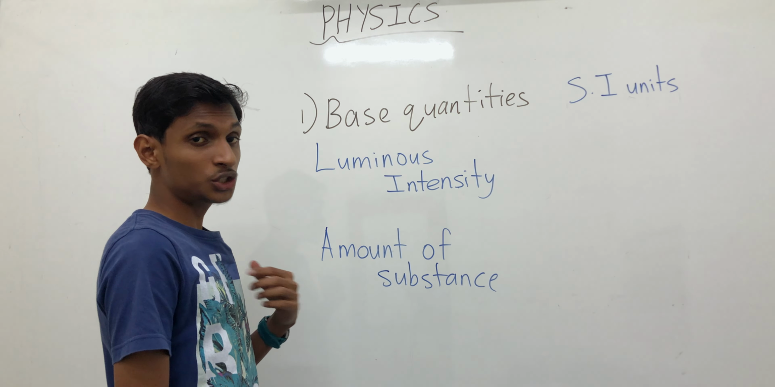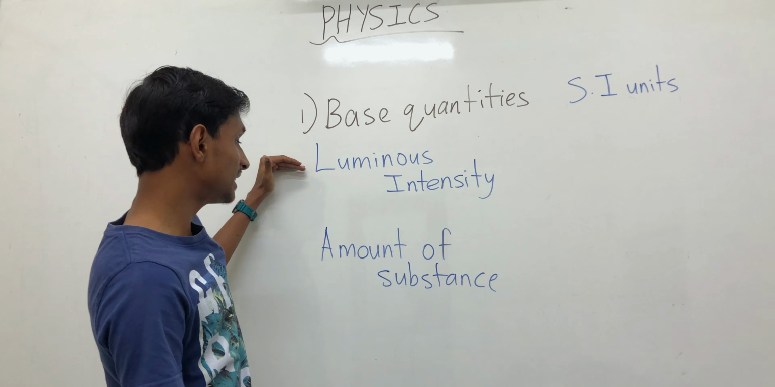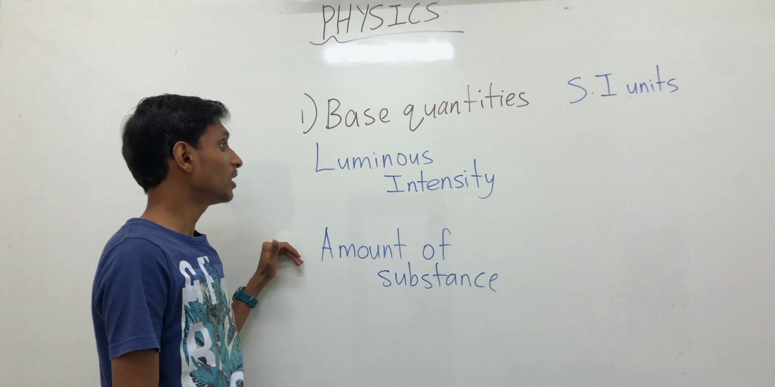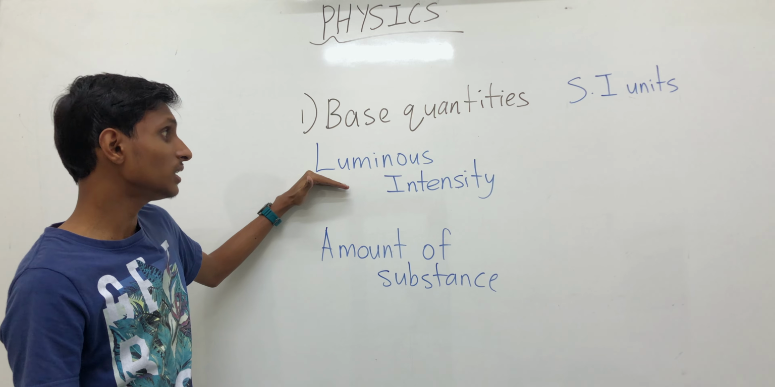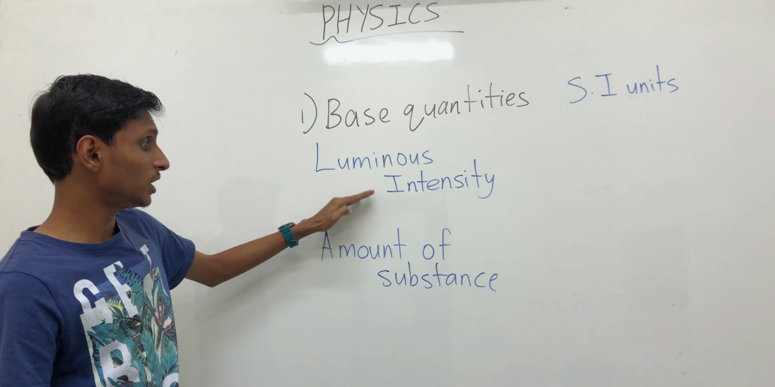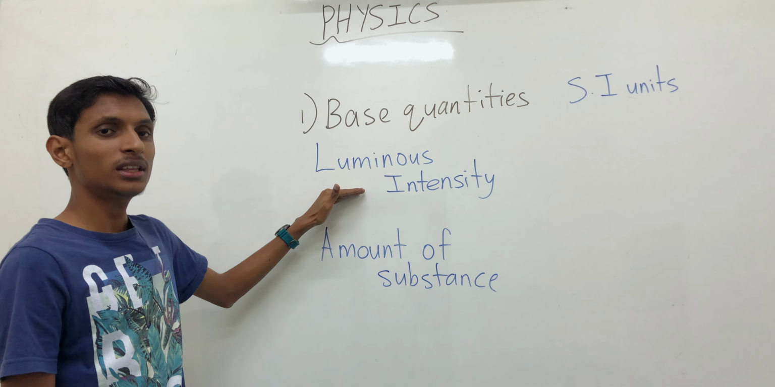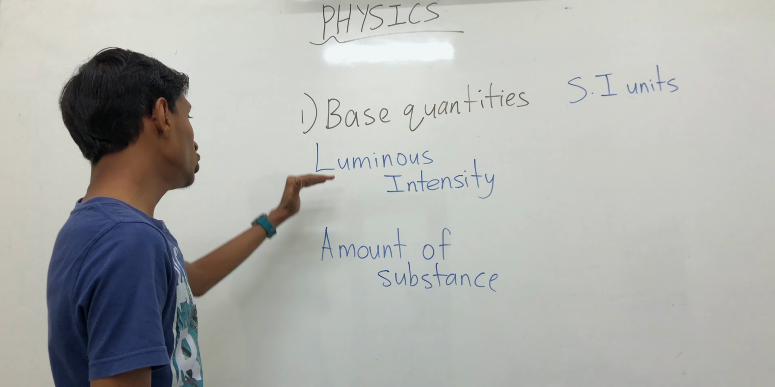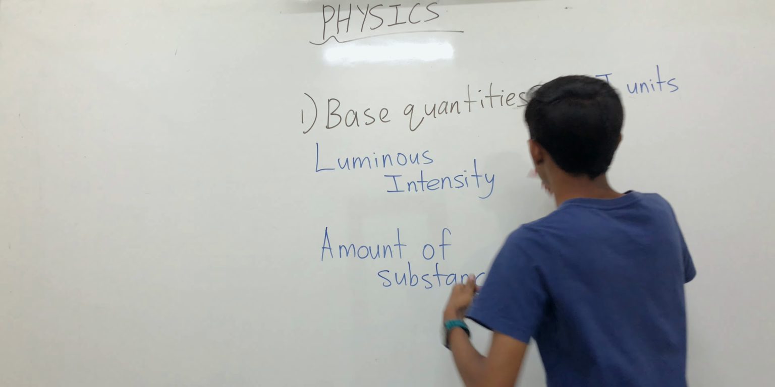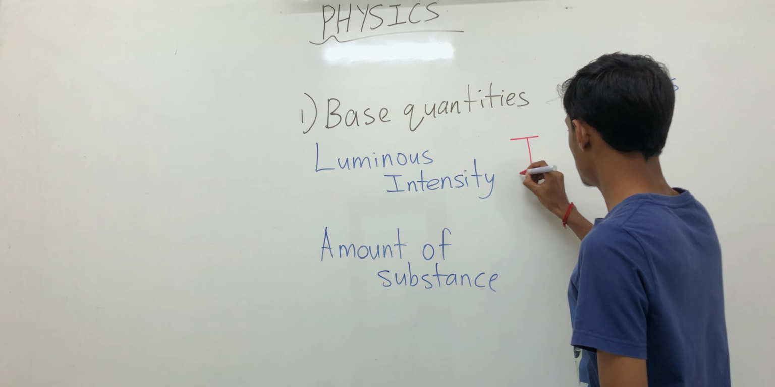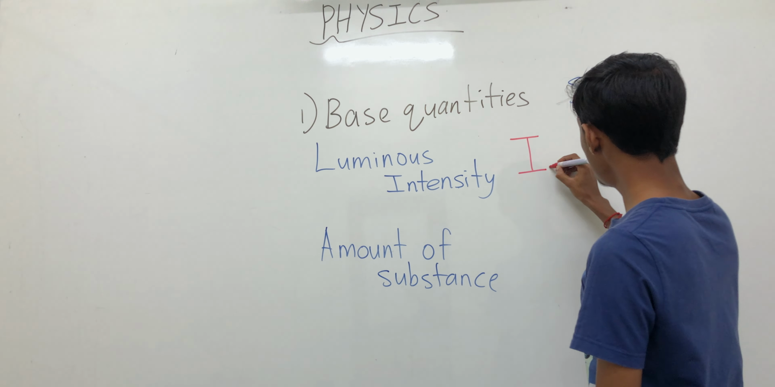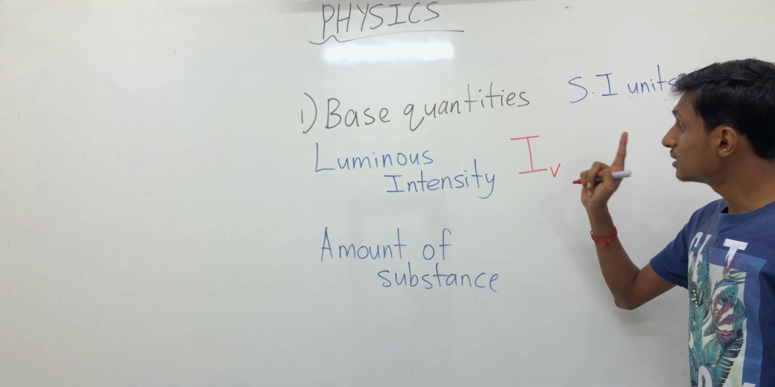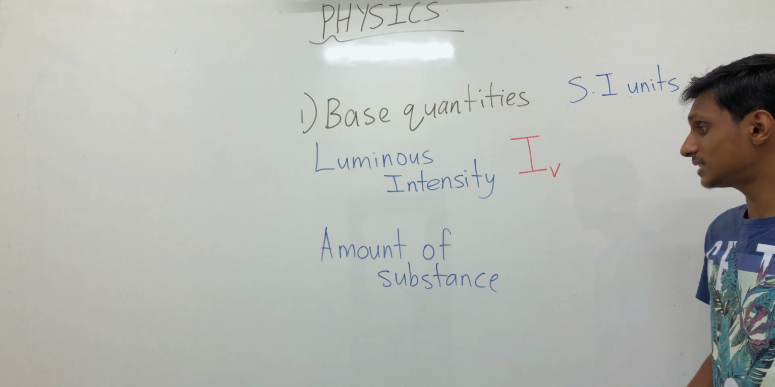Now the other two are luminous intensity and also amount of substance. All right, for each of these base quantities there is a symbol. For luminous intensity, we use capital I with a V down below. All right, that's how we write it. This is the symbol for luminous intensity.